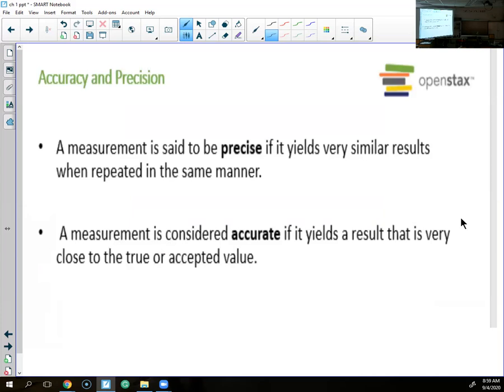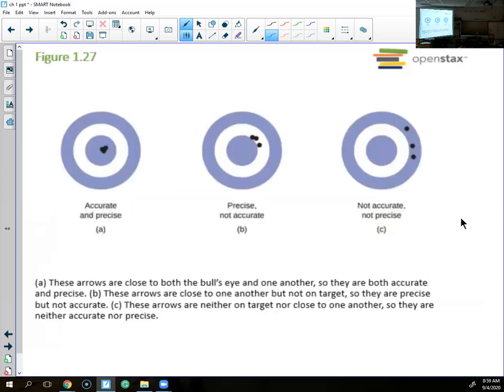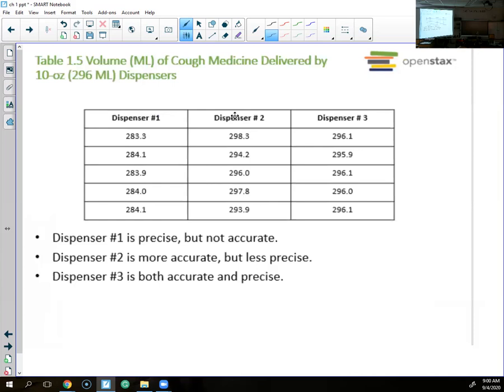Okay, we're definitely super out of time. Accurate, you hit what you were going for. Precise, you repeated where you were. Precision means you're able to repeat the measurement. That's in the reading. Is that table in the reading? It's just saying this is not where it's supposed to be, but they're close. So it's precise but not accurate. Number 2 is more accurate but less precise because there's a bigger range, but it's closer than the first. And then this, they're all really close. So that's both accurate and precise.